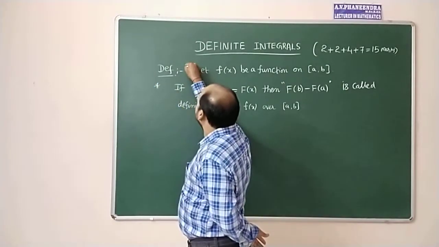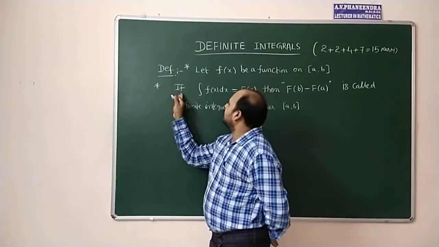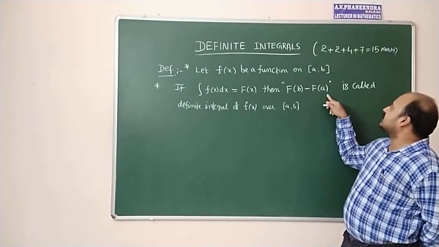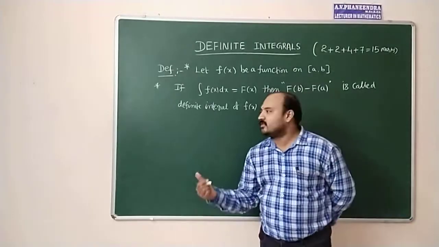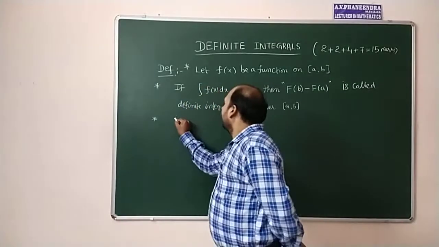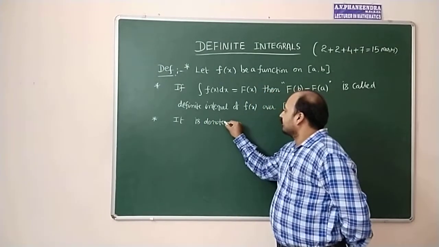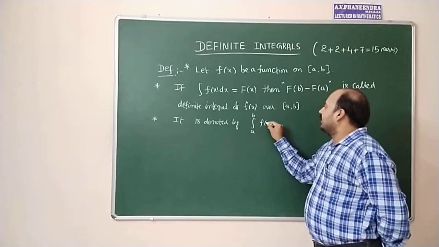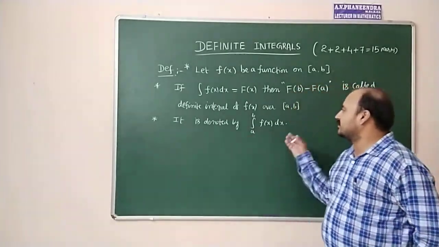So, let f of x be a function on the closed interval a comma b. If integral f of x dx equal to capital F of x, then capital F of b minus capital F of a is called the definite integral of f of x over the closed interval a comma b. It is denoted by integral a to b f of x dx.